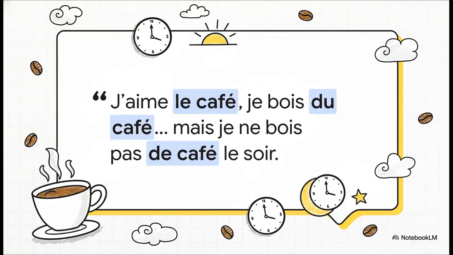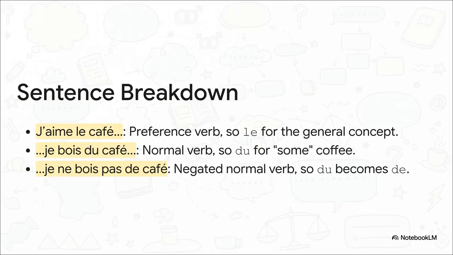Check out the sentence. This is the kind of thing you'd actually hear someone say, and it uses everything we've just talked about. It says, I love coffee. I drink some coffee every morning, but I don't drink coffee in the evening. See that? We've got le, du, and de all in one go. Let's just walk through it. First up, j'aime le café.